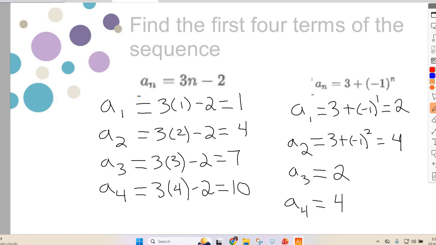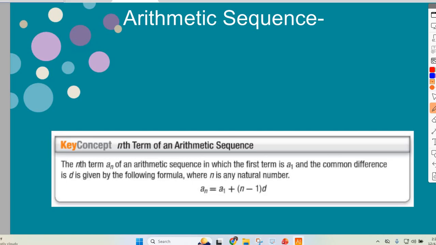Now there are a few sequences that are special. One of them is the arithmetic, the other is the geometric. Those are the two that we are going to focus on. There are other special ones out there, like the Fibonacci sequence and our alternating sequences. But we're mostly going to focus on arithmetic and geometric.